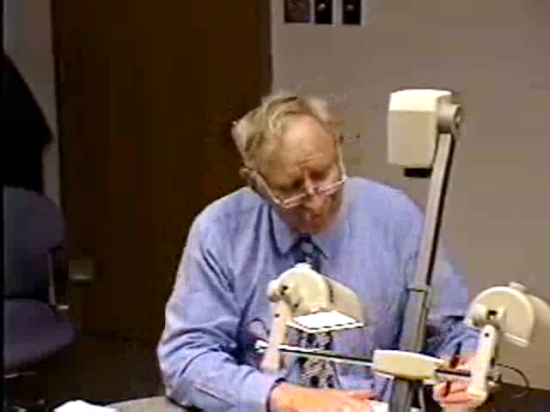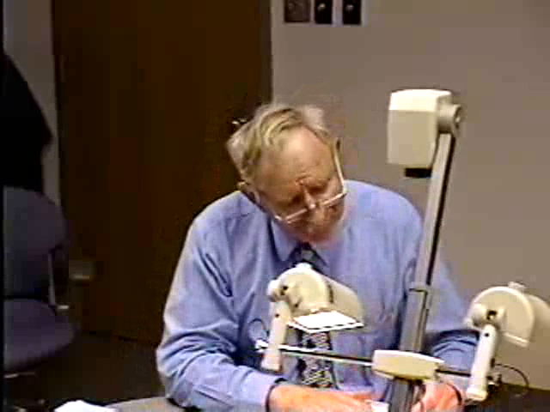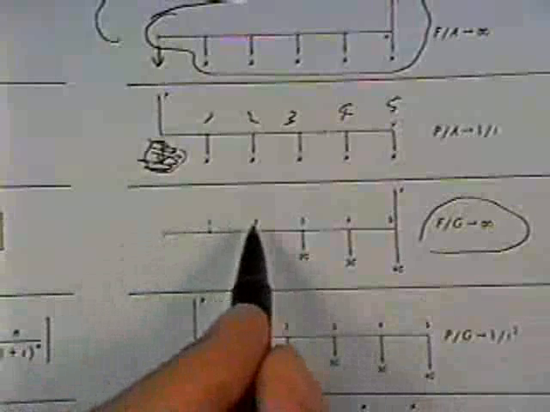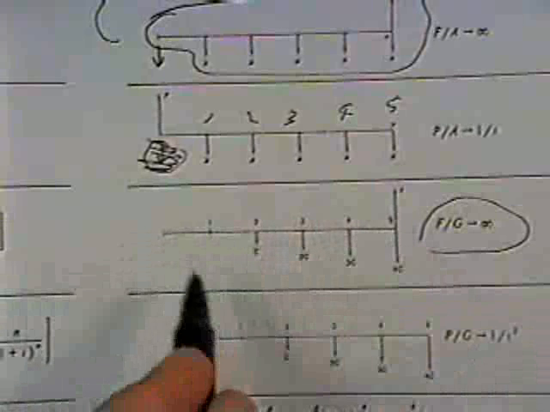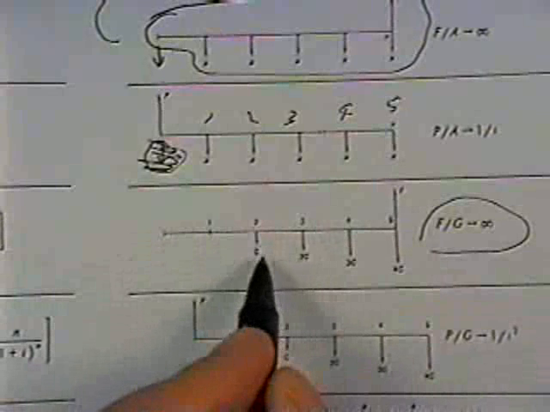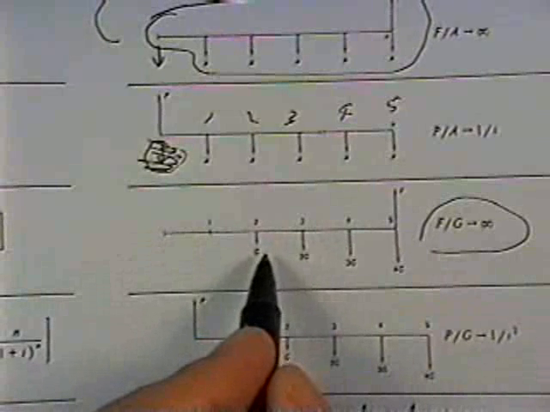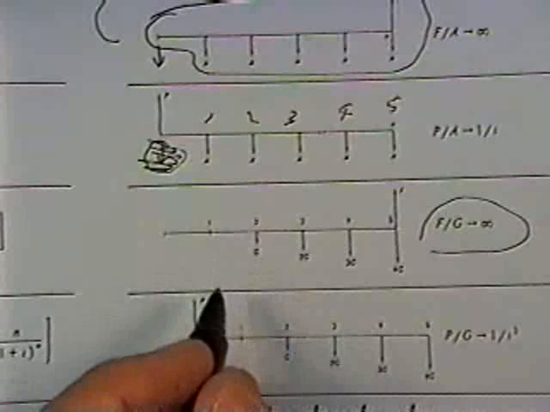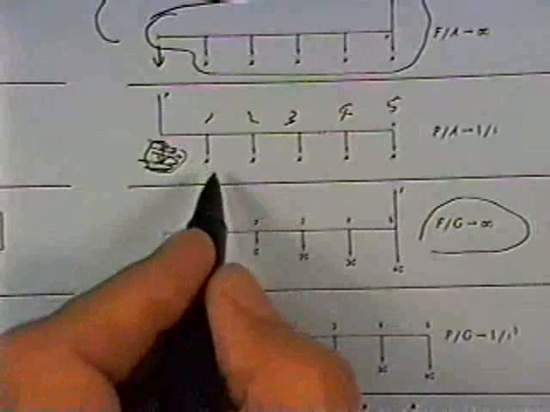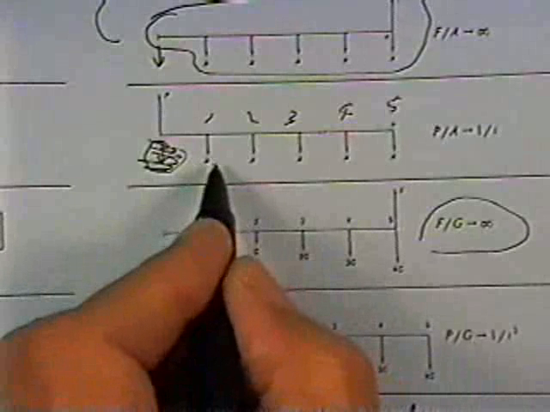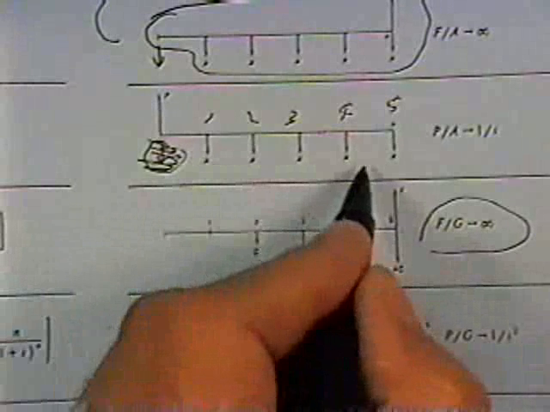I want to go back to that sketch and go down to the one that's labeled F over G. Okay, and you notice here's 0, here's 1, 2, 3, 4, and 5, and they have a gradient, and the first gradient starts at the second year. And you want to remember that. Typically, if you had a gradient problem, in other words, if you had a gradient, it would normally be on top of a uniform series.